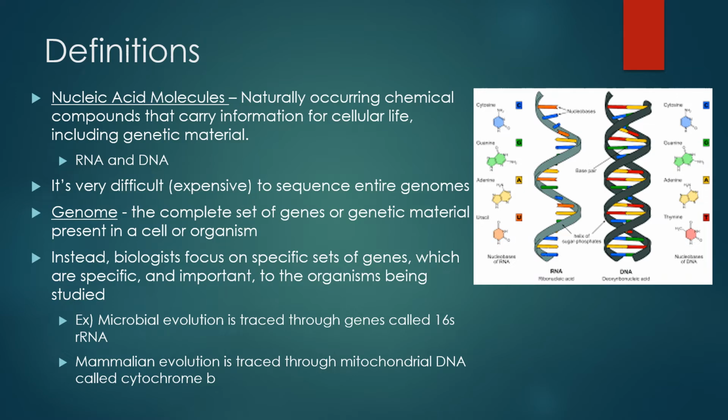So instead of trying to map out and match up entire genomes of organisms, biologists focus on a very specific set of genes which are specific and important to the organism being studied. As an example, microbial evolution is traced through genes called 16S rRNA. Mammalian evolution is commonly traced through mitochondrial DNA, abbreviated as lowercase mt DNA, and the particular gene that we use to trace is cytochrome B.